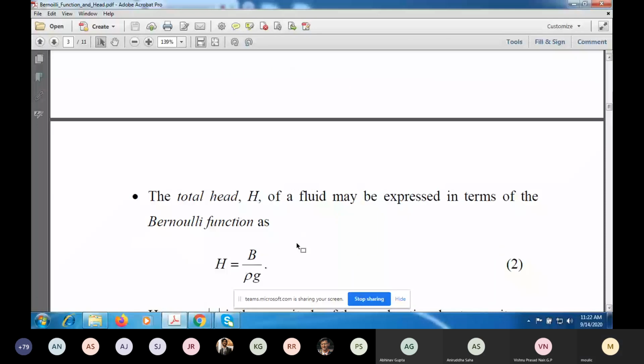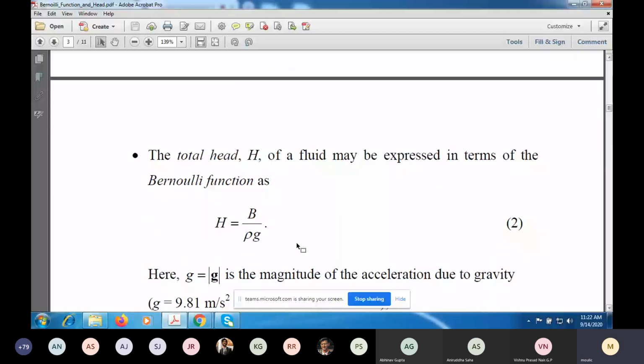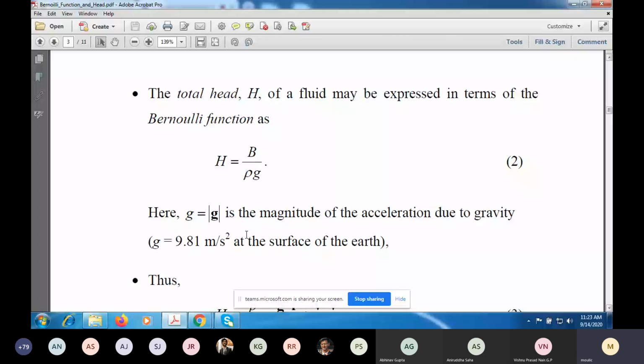Now we come to the quantity which we call head. So head is a term which is used by hydraulic engineers. So this is simply the Bernoulli function which I have defined before divided by rho times g, where rho is the constant density of the liquid. Okay, and this g, scalar g here, is the absolute value of g, which is the magnitude of the acceleration due to gravity, and we'll assume that it has a value of 9.81 meter per second square. Of course, sometimes for simplicity we may assume it to be 10 meters per second square, because 10 is a round number.